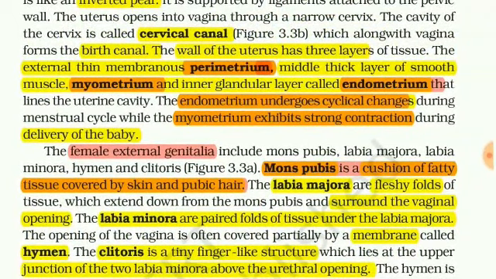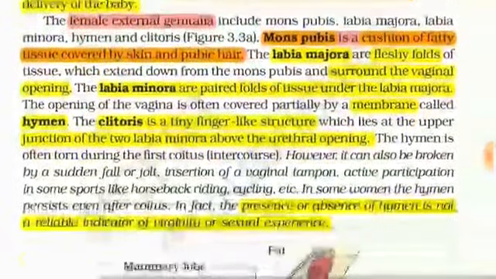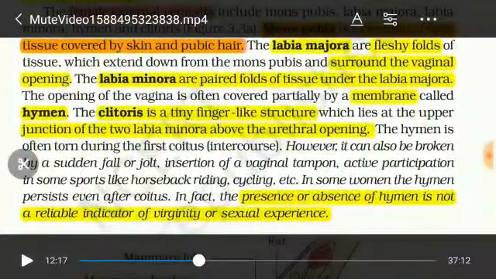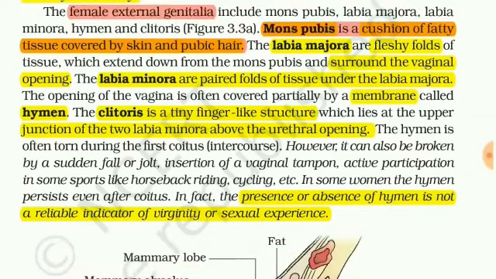These are all external genital organs. And the next one is the hymen. The hymen is often torn during the first coitus, that is intercourse. However, it can also be broken by a sudden fall or jolt, insertion of a vaginal tampon, or active participation in some sports like horseback riding and cycling. In some women, the hymen persists even after coitus. In fact, the presence or absence of the hymen is not a reliable indicator of virginity or sexual experience.